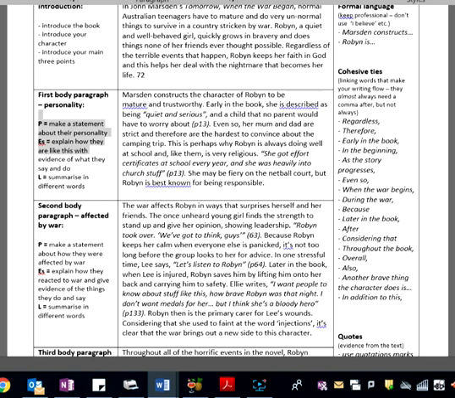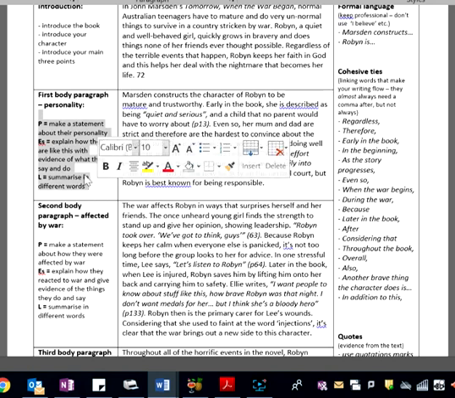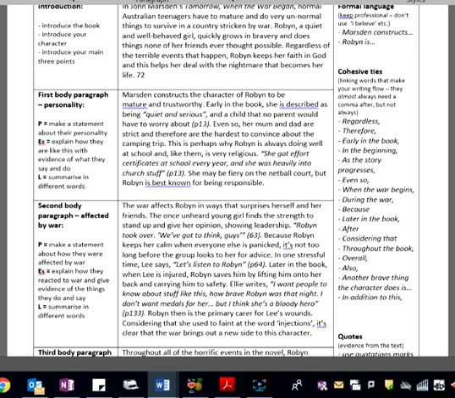Now over here I've got what I need to include. Remember, you need to write in PEEL paragraphs. That makes your writing structured and easy to read. So my point sentence, I need to make a statement about their personality. In the middle of the paragraph, I need to explain how they are like that personality, with evidence from the text. What do they say and what do they do that proves that about their personality?